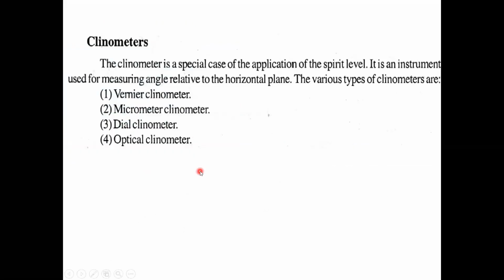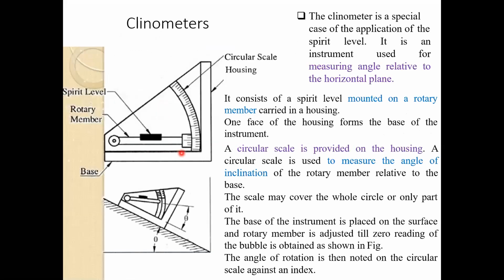Vernier clinometer is based on the Vernier principle, and micrometer clinometer is based on the micrometer principle. Dial clinometers have a dial to indicate the variation or the angle. Optical clinometers are also there. Here this is the clinometer; observe the diagram clearly. The clinometer is a special case of application of the spirit level. The spirit level is simply placed in a housing.